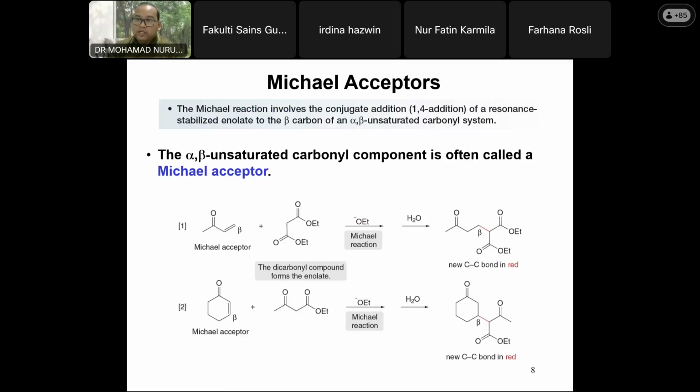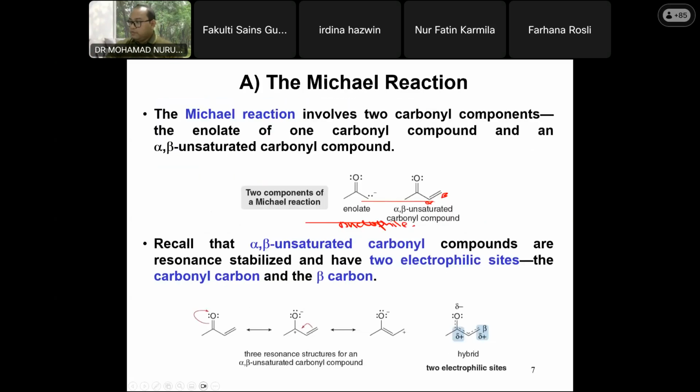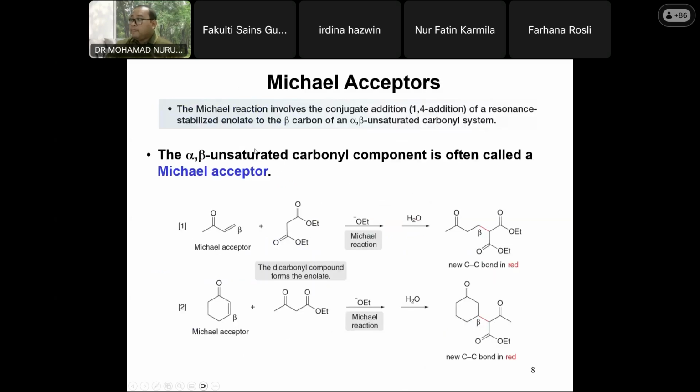In this case, you will also learn about the Michael donor and Michael acceptor. I want you to pay attention to the Michael acceptor. The Michael reaction involves conjugate addition, which is 1,4-addition of the resonance-stabilized enolate to the beta carbon. Previously we learned about the beta carbon, which is this side, of the alpha-beta unsaturated carbonyl system. The alpha-beta unsaturated carbonyl component is often called the Michael acceptor.